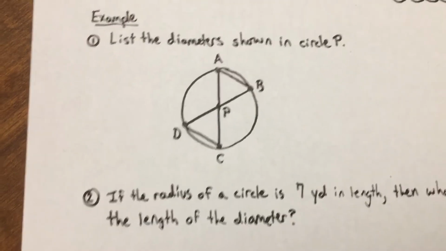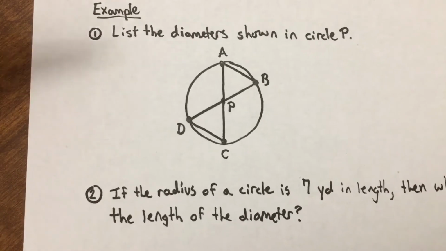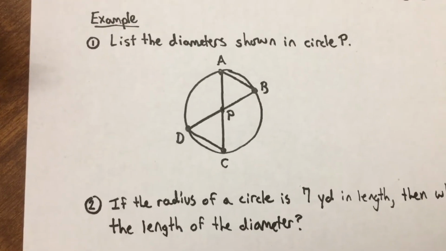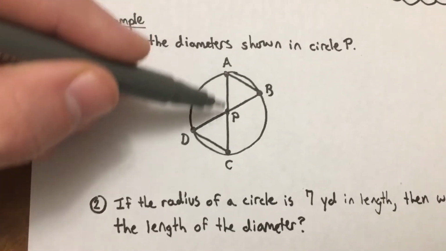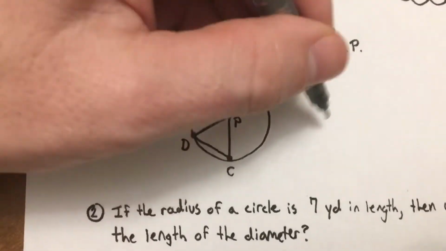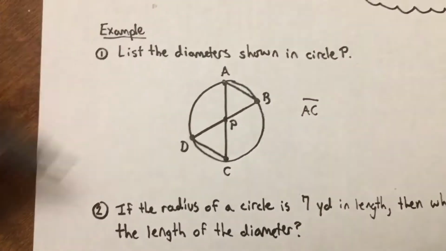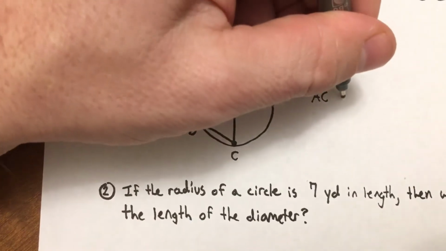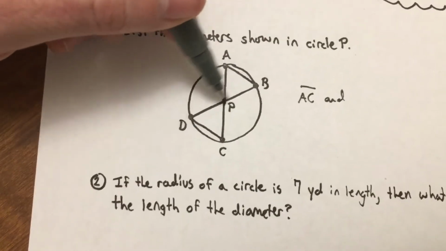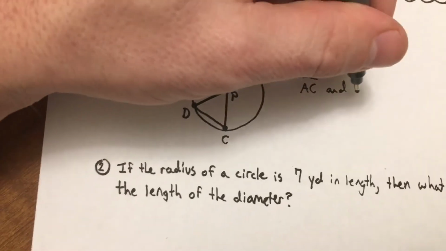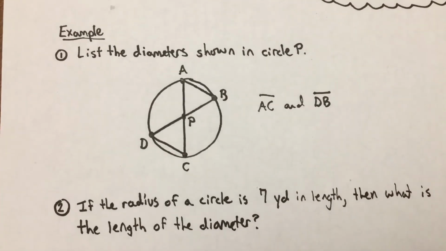So if we name these diameters, we need to name them as line segments. And if you recall, a line segment only requires the endpoints to properly name them. So this line segment we would identify as segment AC or CA, doesn't matter which way you write it. And the other one would be this line segment that passes through the center point, and that would be segment DB or BD. It doesn't matter how you write that one either.